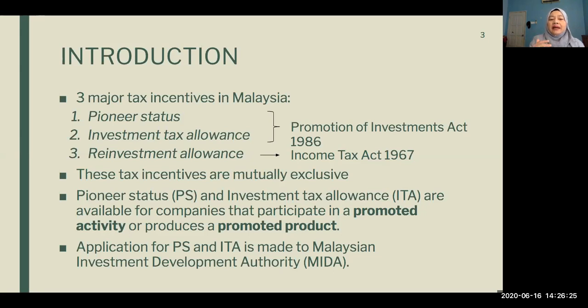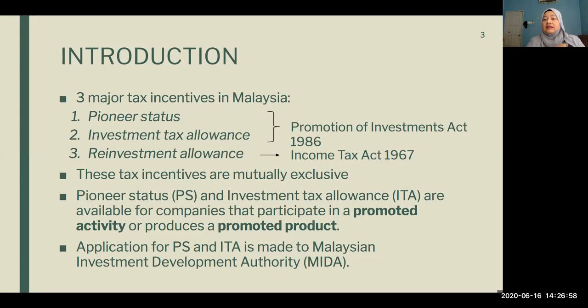When I say that pioneer status and investment tax allowance, these 2 are actually mutually exclusive. It means that if you qualify, you have to choose. You want to go for pioneer status or you want to go for ITA. You cannot have both. So if you go for pioneer status, then you cannot go for ITA. But if you have already been given pioneer status and you see that it is not good for the company, then you can withdraw pioneer status and go for investment tax allowance.